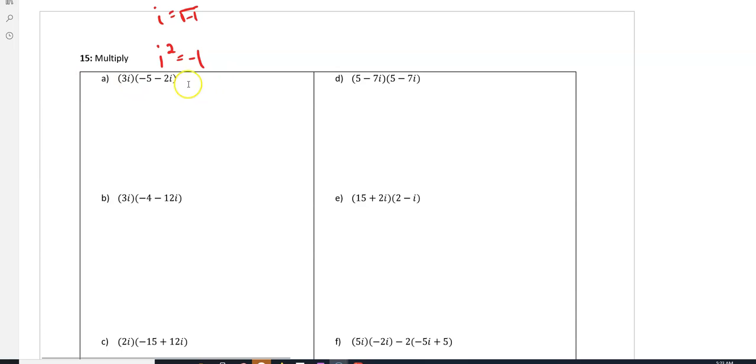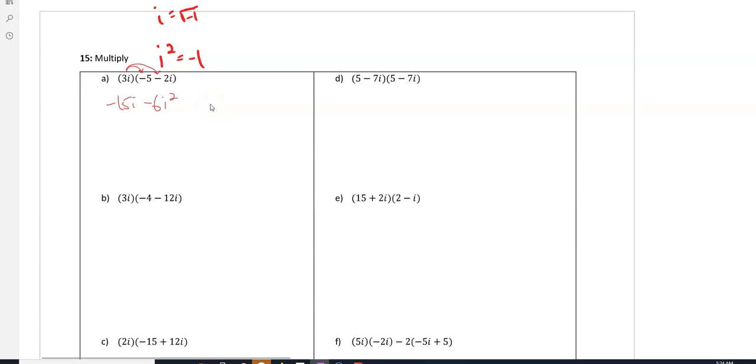So let me give you an example with A right here. On A, I don't need to FOIL because this does not have two terms. The 3i doesn't have two terms, it just has one, so I just distribute in. I'm going to distribute 3i times that and 3i times that. So 3i times -5 is -15i. And then 3i times -2i, that's -6i squared, because i times i is i squared.